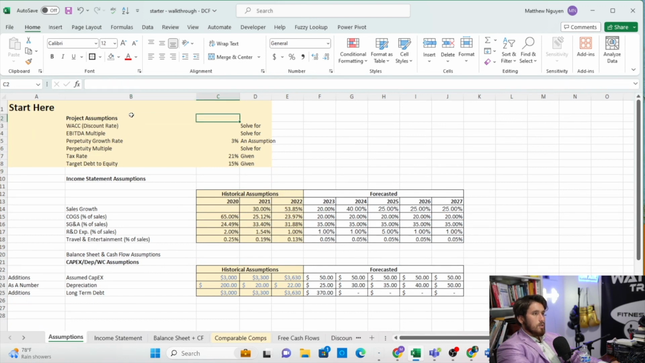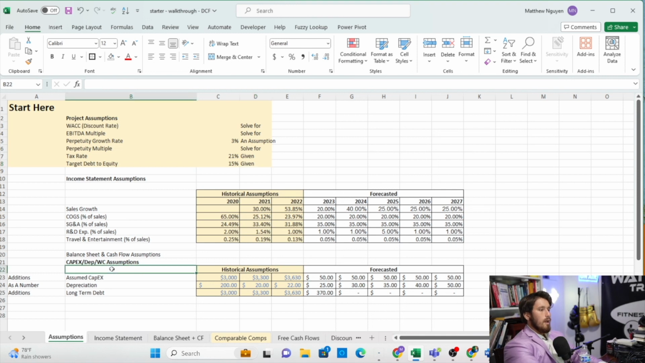We have the project assumptions. We have to solve for the WACC. We'll have to solve for the EBITDA multiple. The perpetuity growth rate is given. That's an assumption. So we're going to say that after X amount of years, we're going to grow in perpetuity at 3%. The perpetuity multiple we will also solve for once we get our WACC. Our tax rate is 21%, and our target debt to equity is 15%. That's given as well.